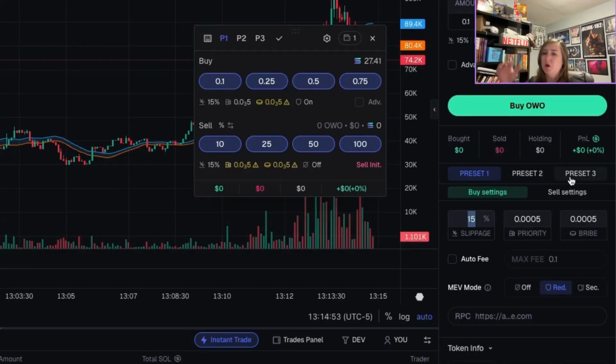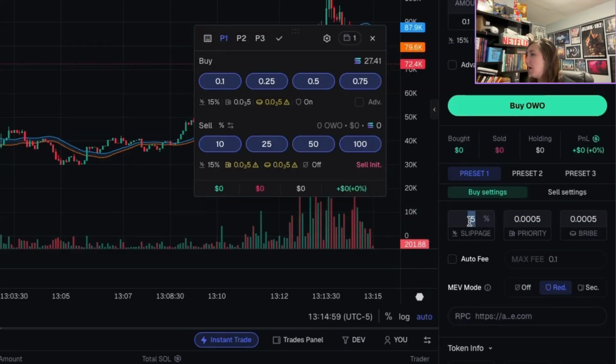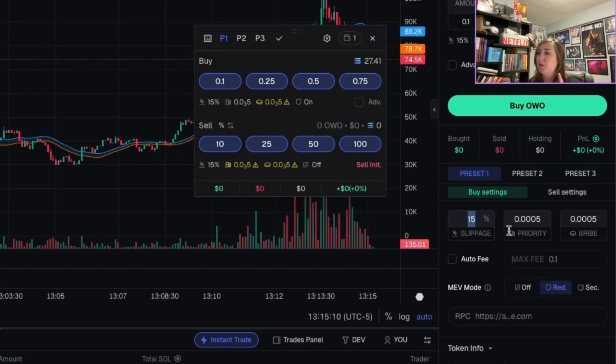So if the chart's moving quickly and you need to snipe your entries, you're probably looking at that preset 3, which I'll get into next. But for preset 1, if we have lower volume, maybe the chart's not moving as quickly, we could do simply a 15% slippage, maybe even 10% sometimes. This is if we're playing with 0.1 sol, just to be clear.